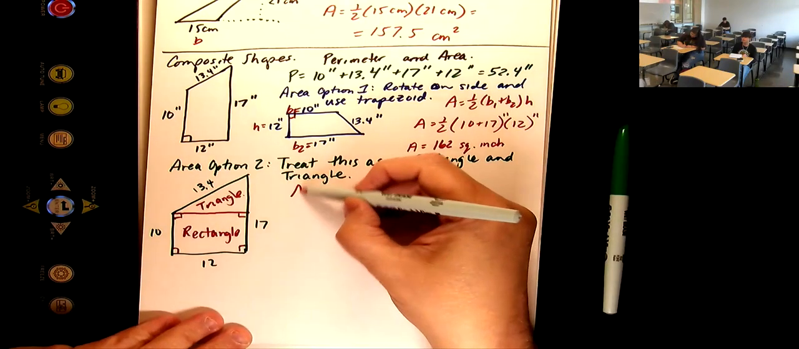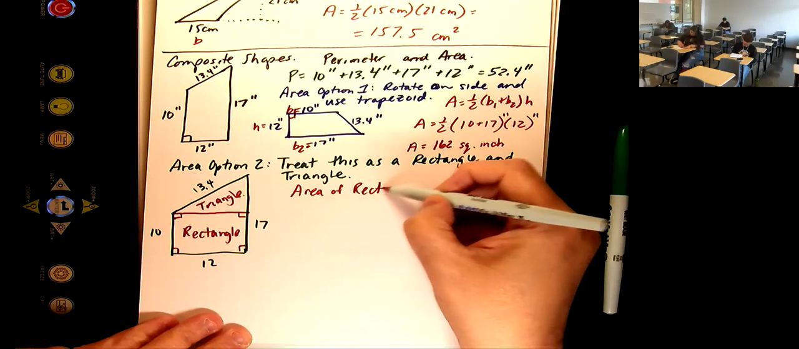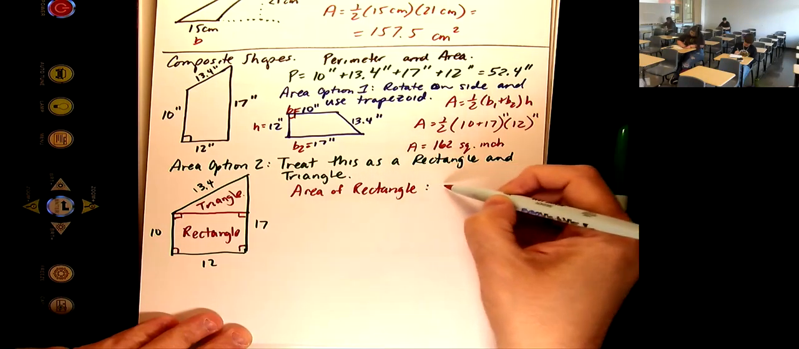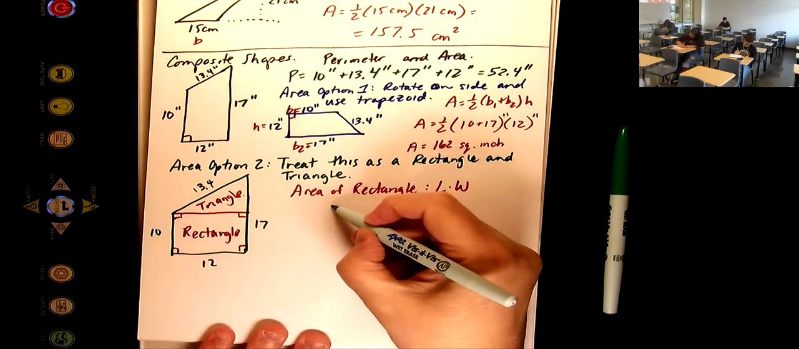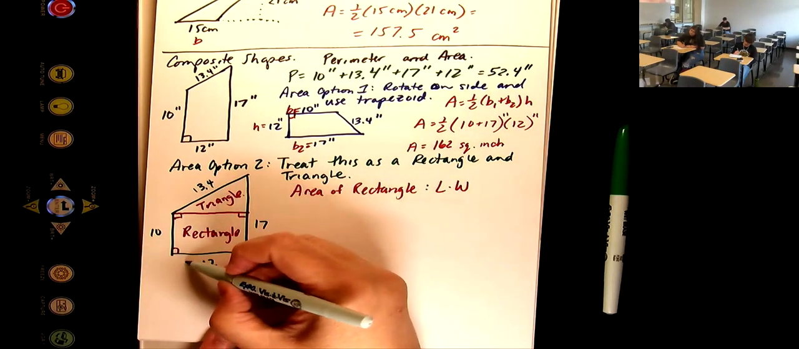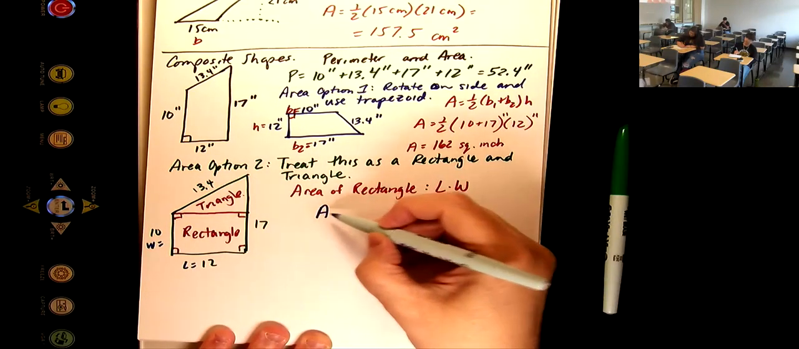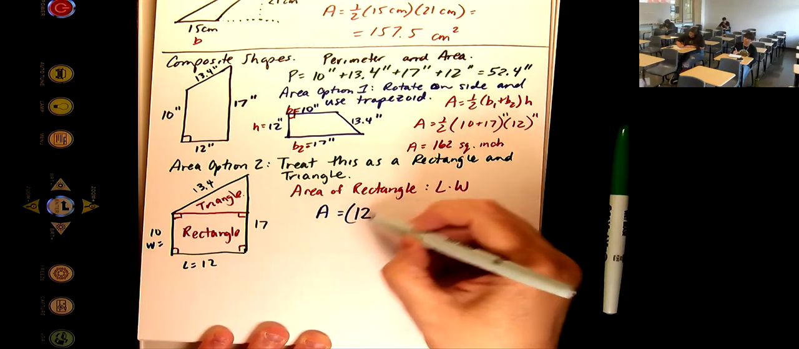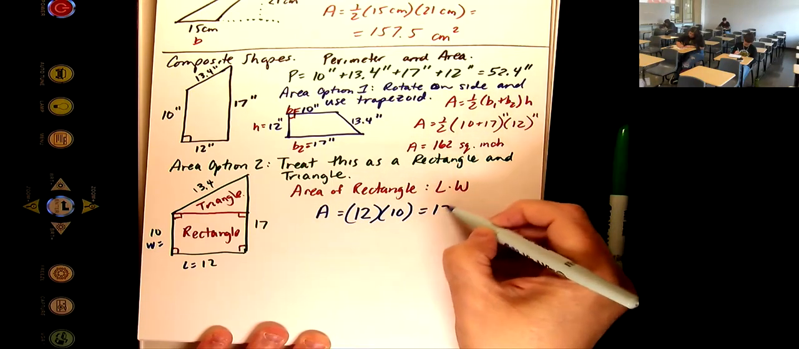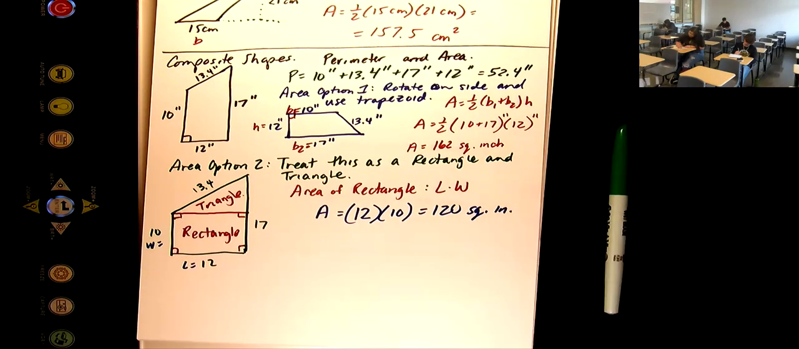The area for a rectangle is length times width. It doesn't matter what I call each one of these. I could call the 12 the L and the W the 10, or the other way around. But the way I did it, 12 times 10 is 120 square inches. And that covers the rectangle.